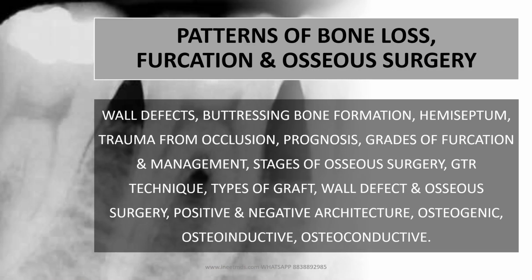Next topic is patterns of bone loss and furcation and osseous surgery. Under that, you have to know the different types of wall defect, what is buttressing bone formation, what is hemiseptum, trauma from occlusion, prognosis of periodontally compromised tooth, grades of furcation and the management of furcation for different grades, what are the stages of osseous surgery, what is guided tissue regeneration technique, the different types of graft, the wall defect and the osseous surgery performed for different wall defects, what is positive architecture and what is negative architecture, the difference between osteogenic, osteoinductive and osteoconductive.